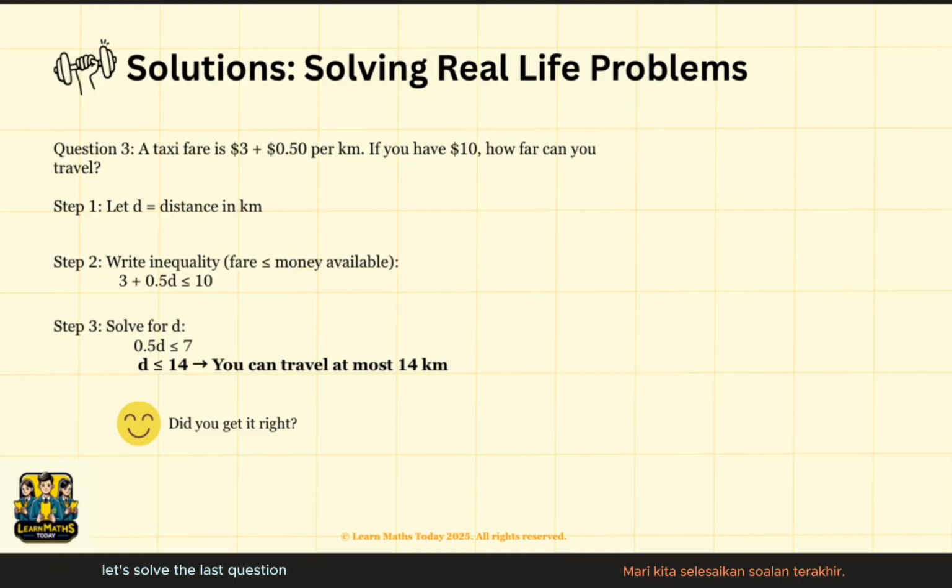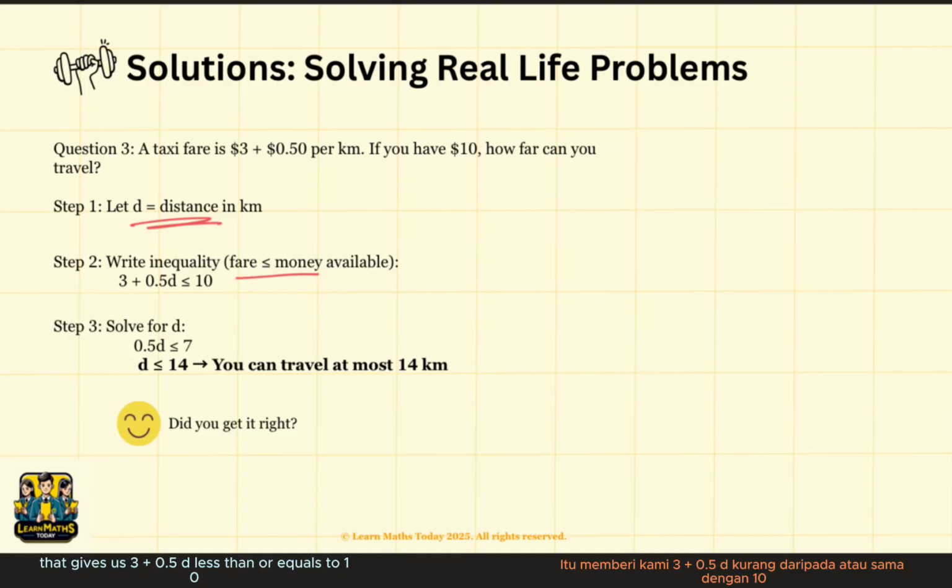Let's solve the last question. Step 1. Define the variable. Let d be the distance in km. Step 2. Write the inequality. The total fare must be less than or equal to the amount you have. That gives us 3 + 0.5d ≤ 10.